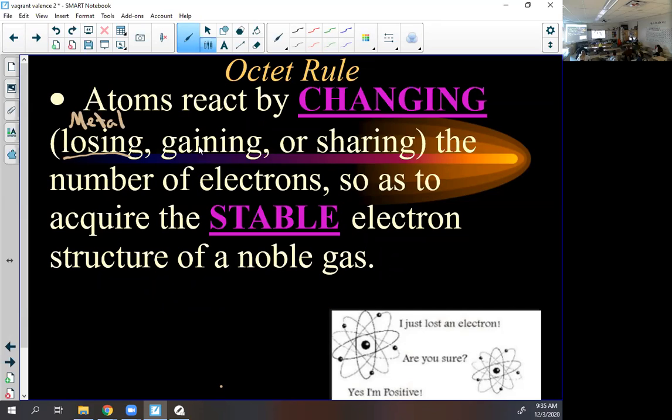Now, they can gain, which means what? Those are the nonmetals. And then I know that most of you are like, oh, I know what sharing is, but chemistry doesn't usually make sense. So it's not the metalloids. That would be the obvious answer. So a metal will lose, a nonmetal will gain, or they share electrons. Sharing happens when 2 nonmetals combine.